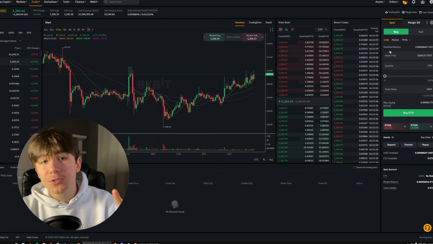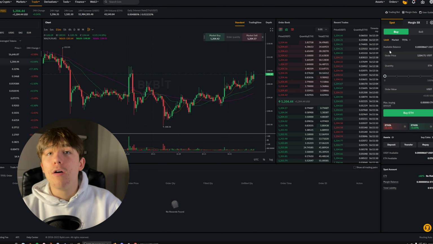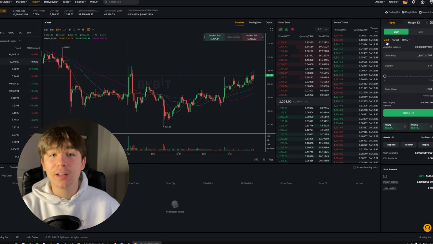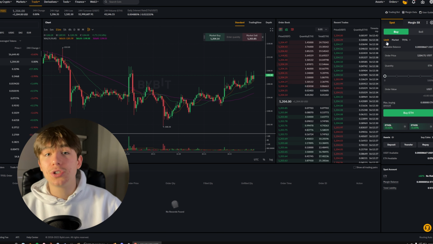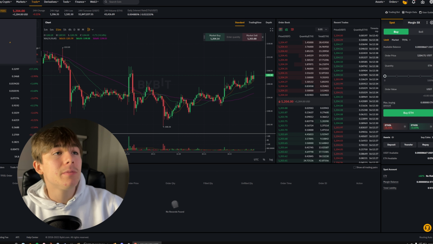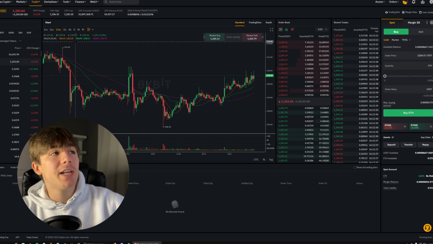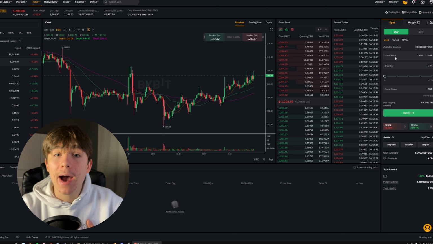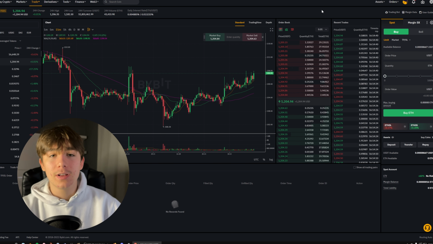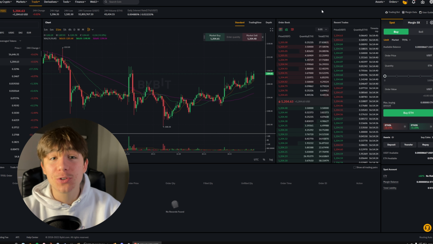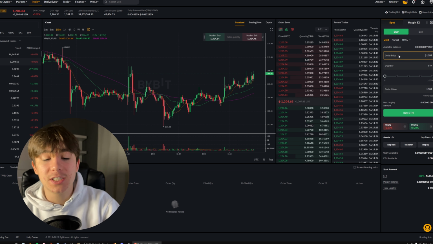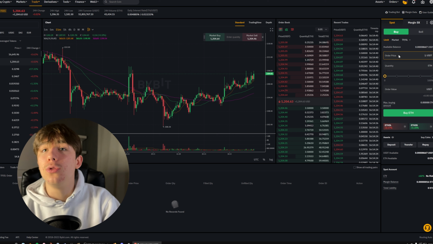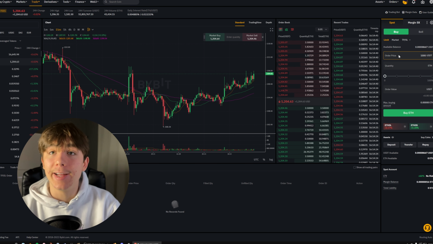Now there are two options you can do for entering a trade. First one being a limit order. A limit order is basically telling the platform to enter a trade for you at a specific price you choose. So for example, I'm on the Ethereum chart. Ethereum is currently trading around 1.2k. So I want to get in and buy at 1k, for example. So what I do is basically enter 1k in the order price box so the platform knows that we want to buy at that price.